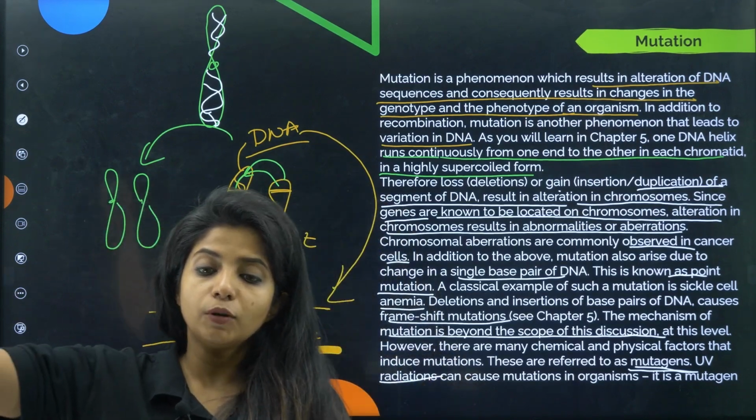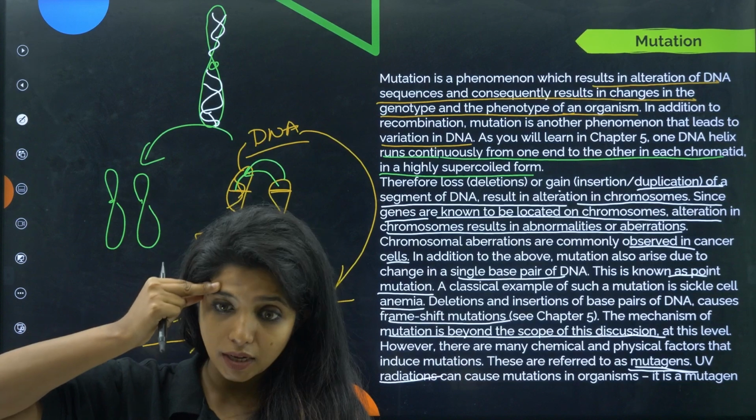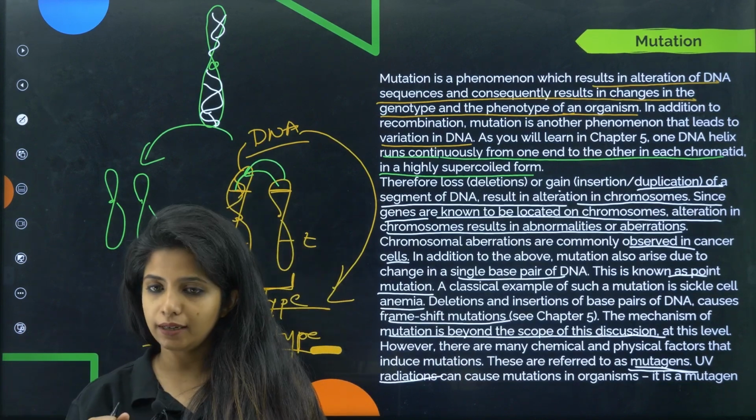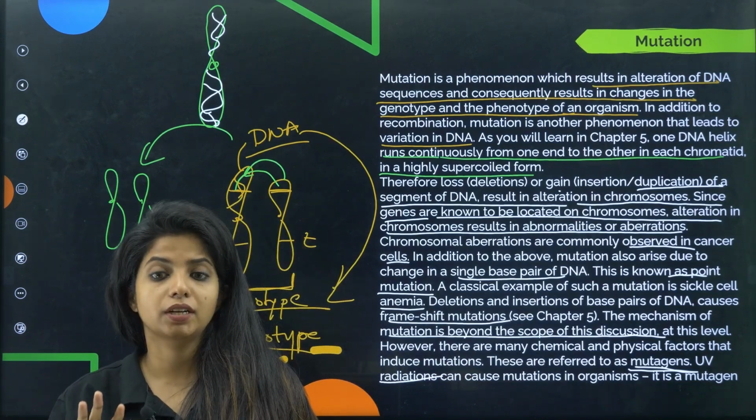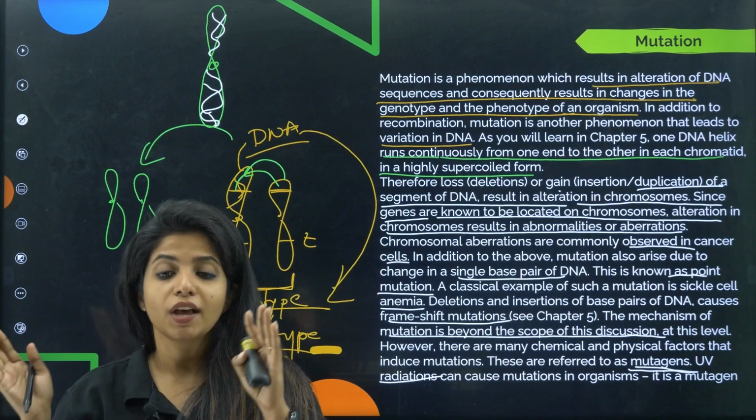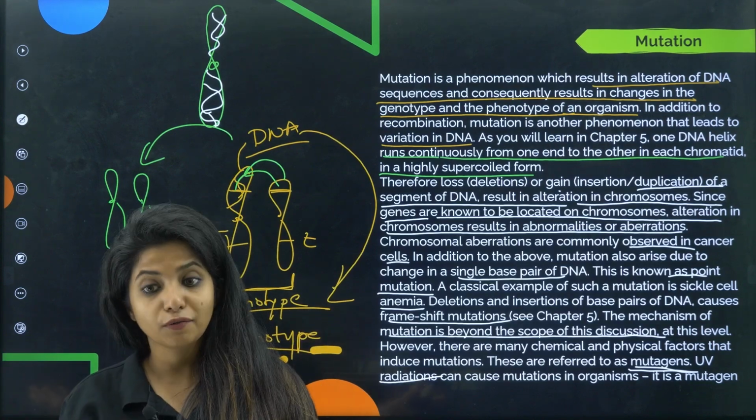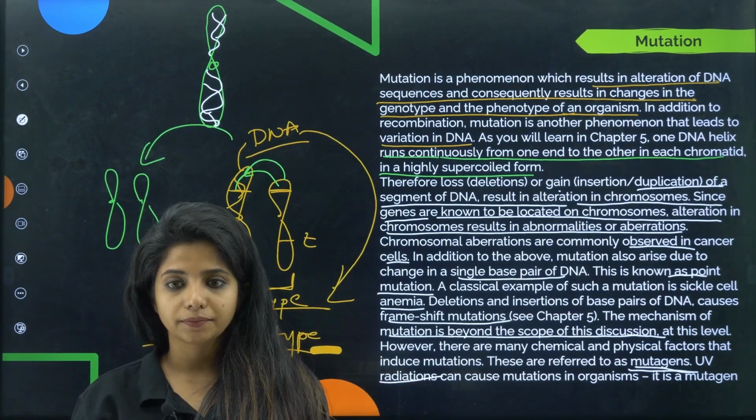Why? Because when these UV rays fall on us, probably there could be changes in our DNA structure such that it brings about mutation, and this mutation will be harmful for us. That is, it forms cancer.